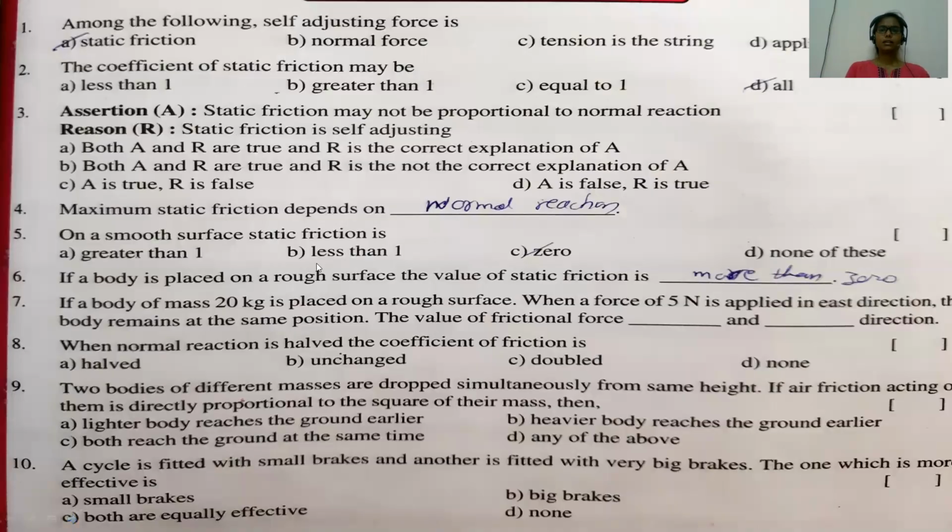Now let us see important questions based on this concept. The question is like this: among the following, self-adjusting forces. No doubt, children, you can answer this question. It is option A. Many of you may have guessed, and I already marked it, I think. This is the answer: maximum static friction is a self-adjusting force. We derived this with a problem.